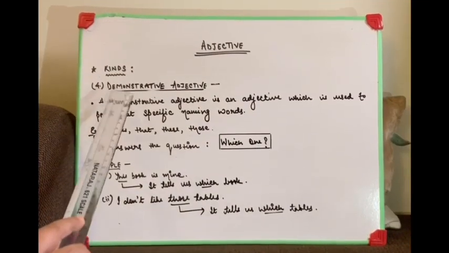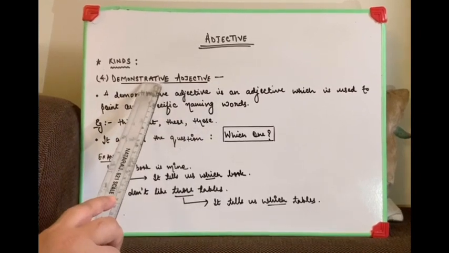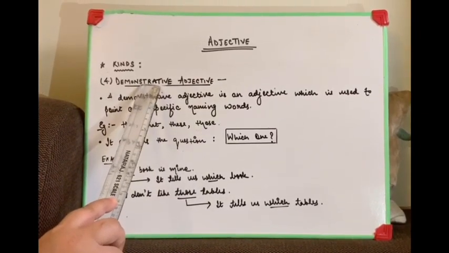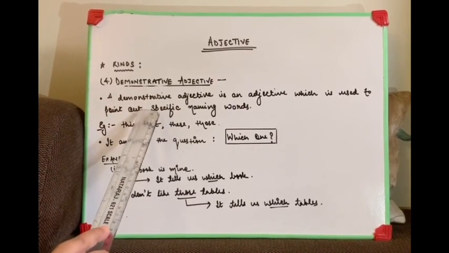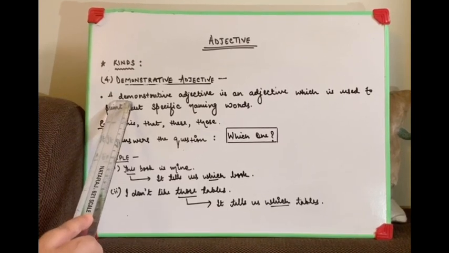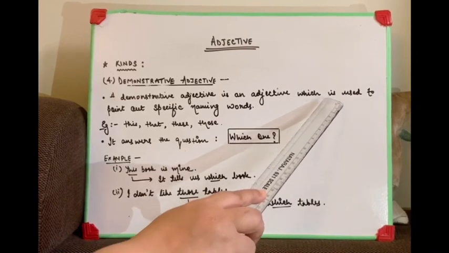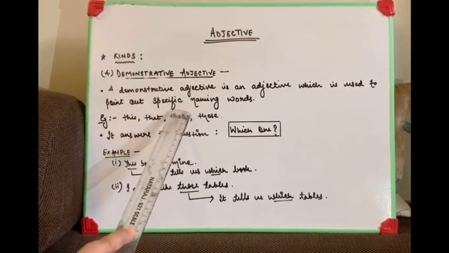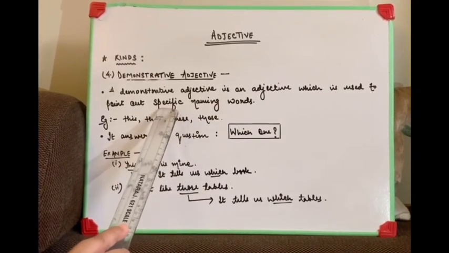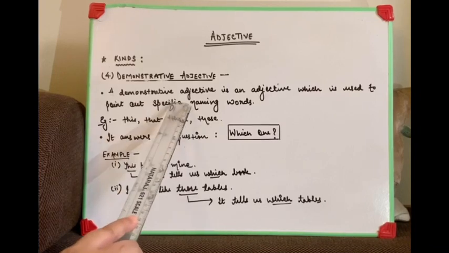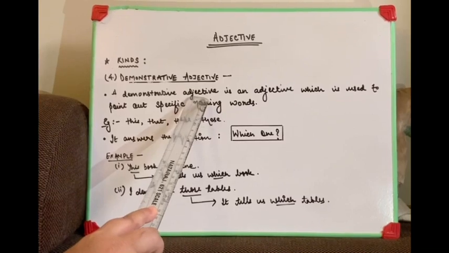The fourth kind of adjective is demonstrative adjective. Now, the word demonstrative is derived from the word demonstrate. Demonstrate means to show something. Let's see the definition. A demonstrative adjective is an adjective which is used to point out specific naming words. Naming words are the nouns. So, to point out specific, particular naming words, we use some adjectives which are called demonstrative adjectives.